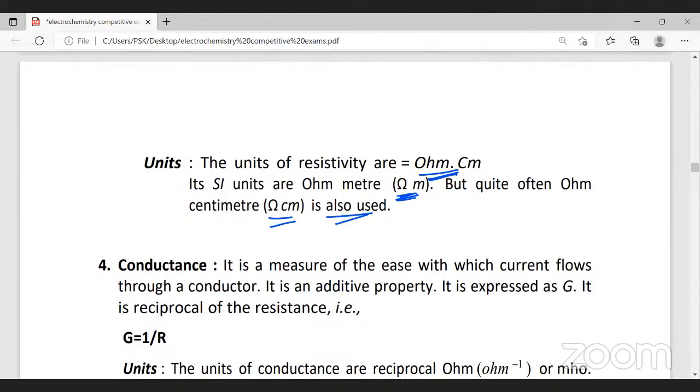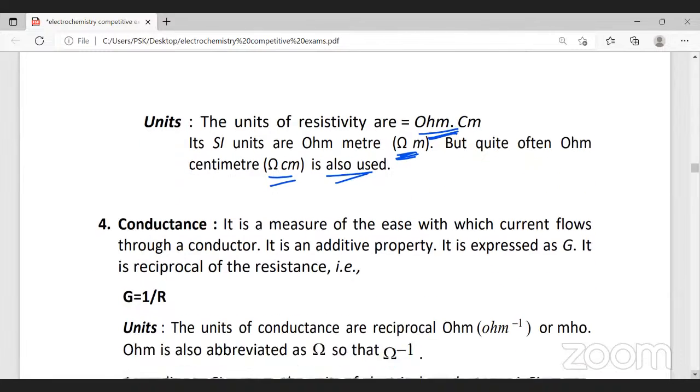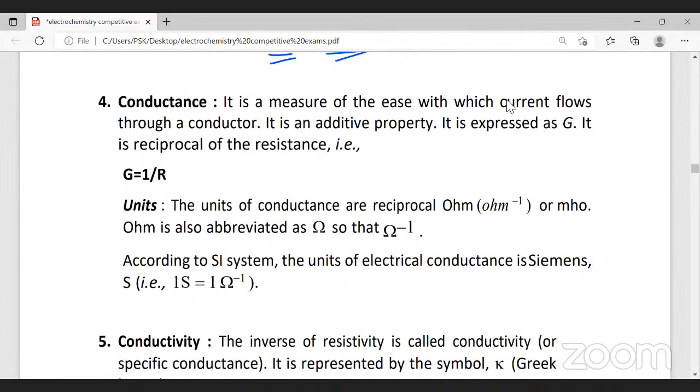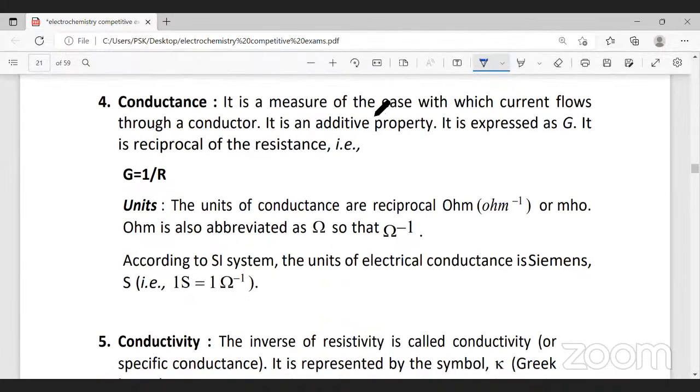Now coming to the important topic, we'll have to work out numericals based on conductance. We'll learn conductance. It is the measure of ease with which current flows through the conductor. It is an additive property. It is expressed as G. Conductance can be represented as C or as G. Conductance is simply defined as the reciprocal of resistance.